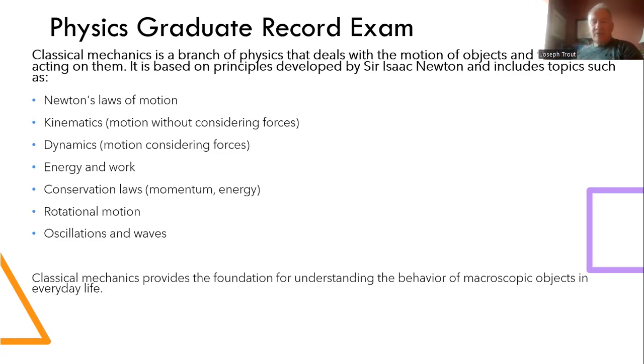So classical mechanics provides a foundation for understanding the basic behavior of macroscopic objects in everyday life. What I mean by macroscopic is things that are large enough that you don't need a microscope to see. So it explains how golf balls and baseballs and cars and bridges work. But it doesn't do so well at explaining how, for instance, the nucleus of an atom or the electrons that are orbiting around it behave.